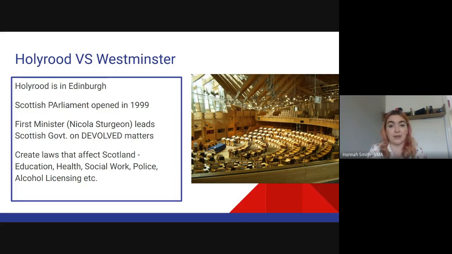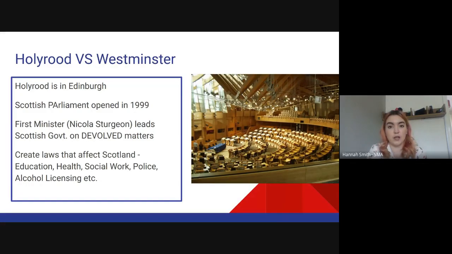That's the group of people that make laws and decisions, the group who are currently deciding on, do we stay in lockdown? Do we not? Do we ease restrictions? What is the appropriate thing to do? They also create laws around devolved matters. Now, I've given you some examples there.